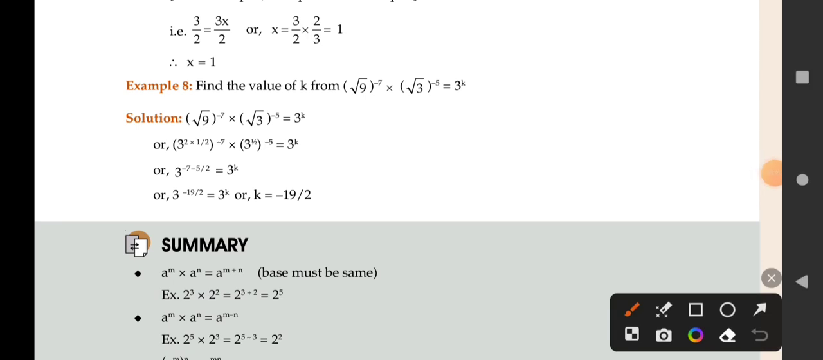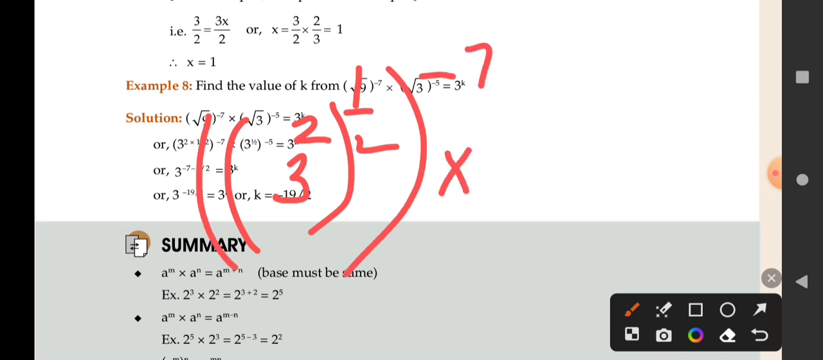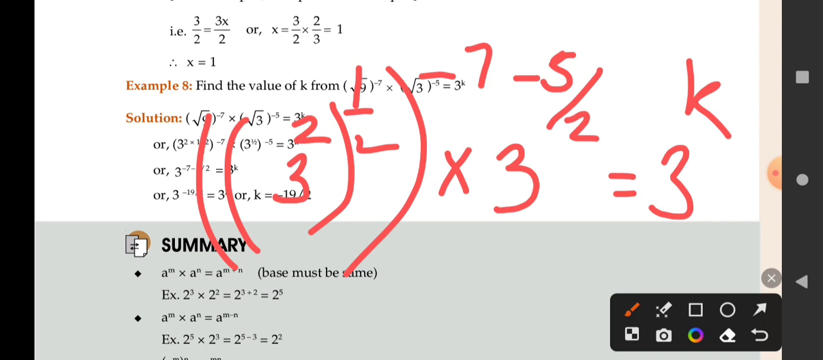Okay, so with just the basic observation, you can see the bases are in the power of 3. You can make 9 also in the power of 3 so that we can equate the indexes. Let's write 9 also as the power of 3. So what do we have? 3 square whole raised to 1 by 2 whole raised to minus 7, correct? Into 3 whole raised to minus 5 by 2, which is equals to 3 whole raised to k.